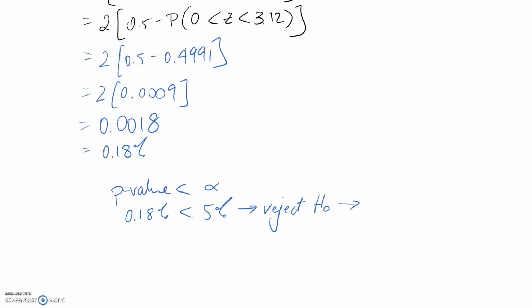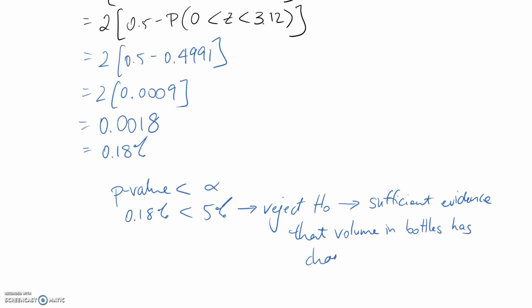And in this case, since we were looking at the volume inside these bottles, what that means is that we have sufficient evidence from taking that sample that the volume in the bottles has changed from before they made changes to the machine in terms of its filling quality.